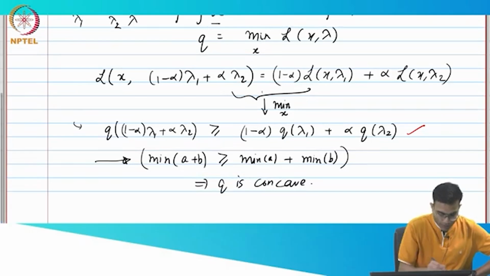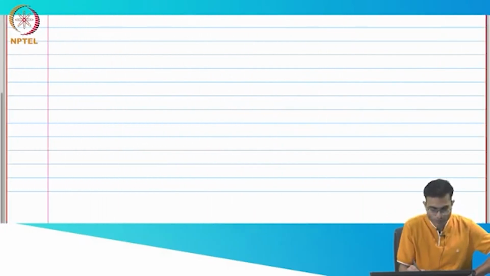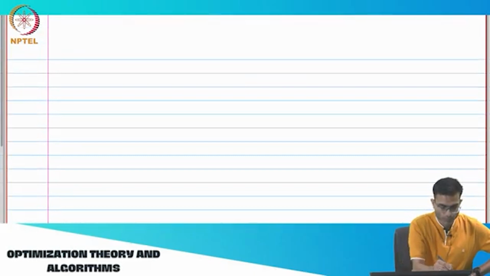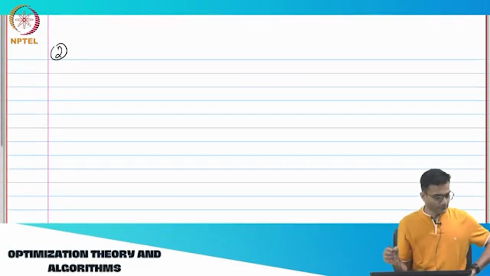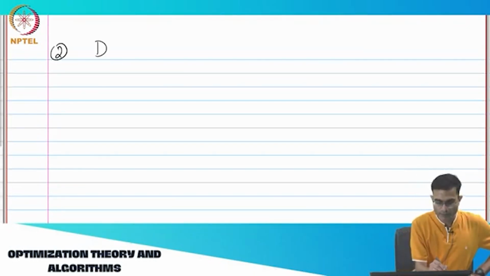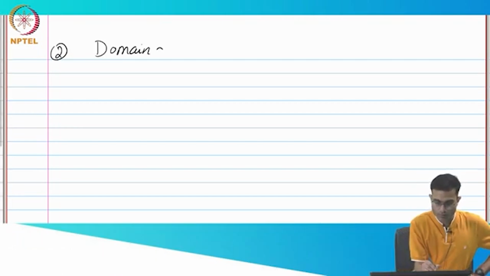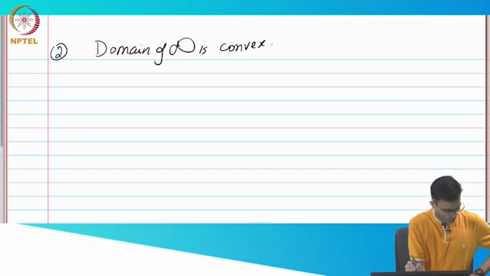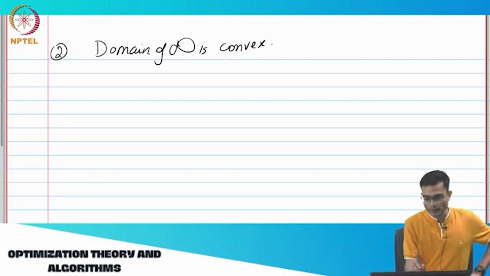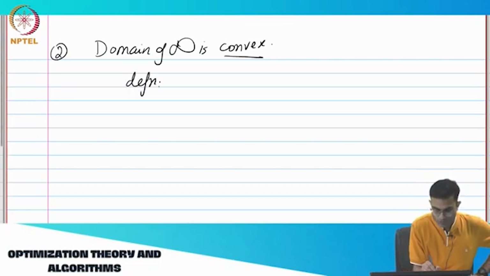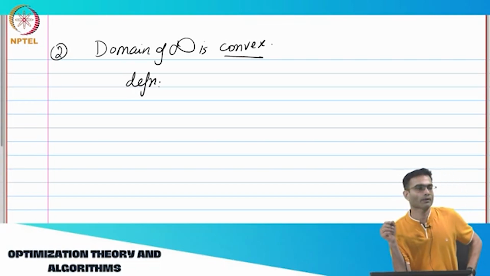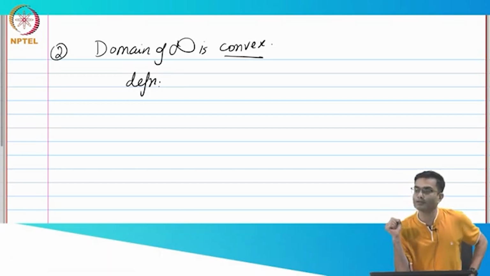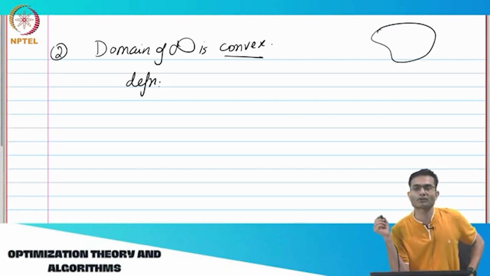So we've got that it's a concave function. What is the next thing that we have to prove? What is the second thing? The domain D is convex. So again, let's go back to the definition. This is convexity not of a function, but of a set. Right? So if I give you some region like this, is this a convex set?